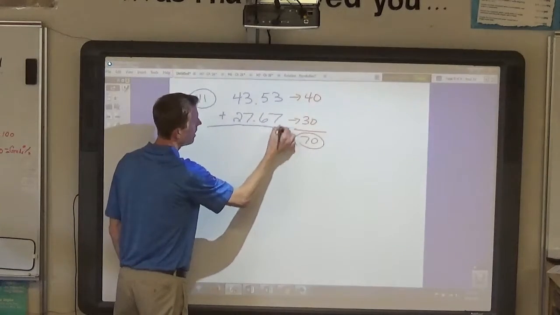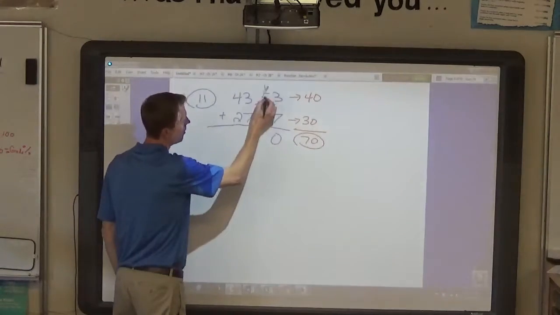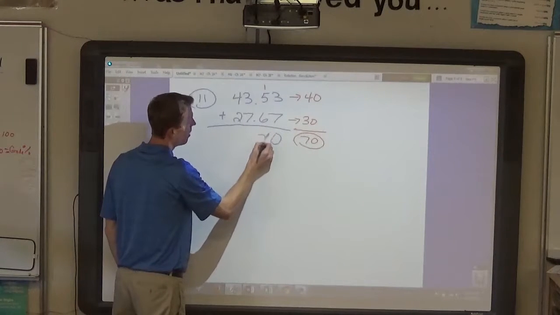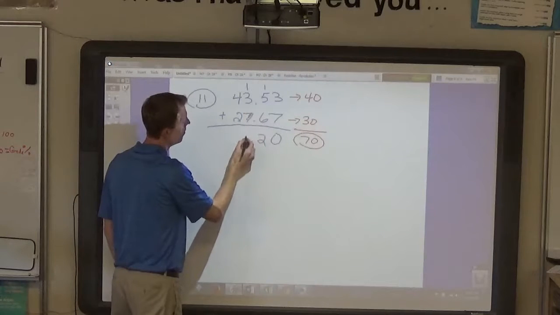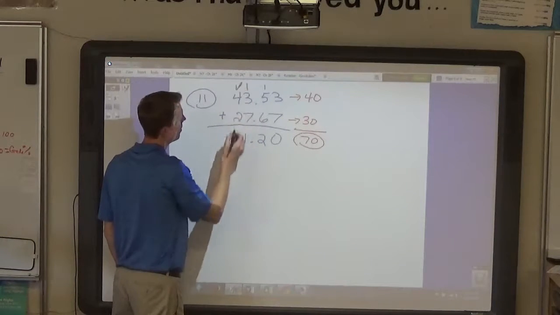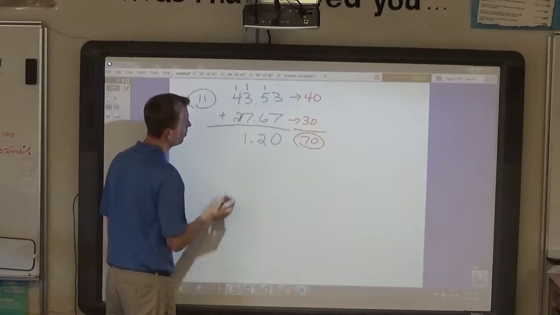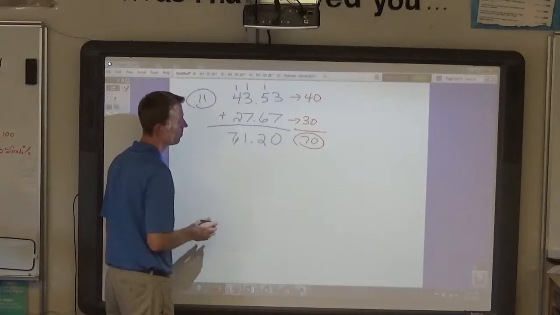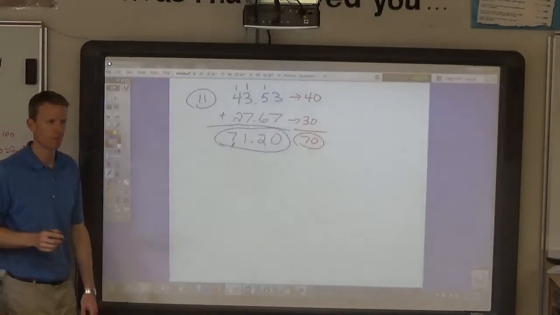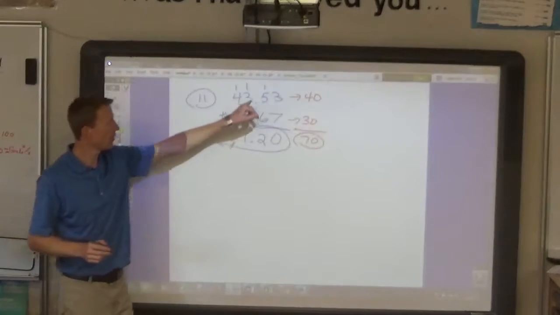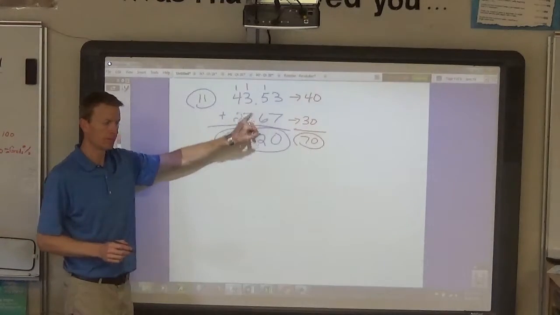3 plus 7 is 10. 6 plus 6 is 12. 4 plus 7 is 11. And 5 plus 2 is 7. Circle both answers. Make sure that your decimal points are lined up.